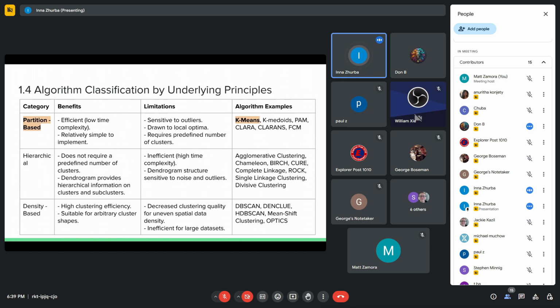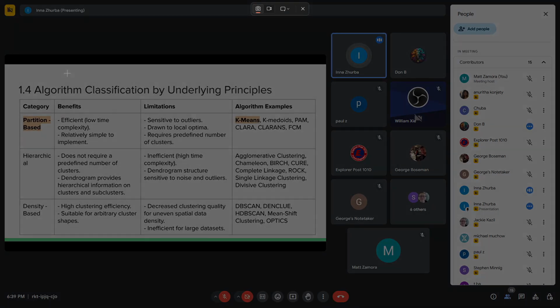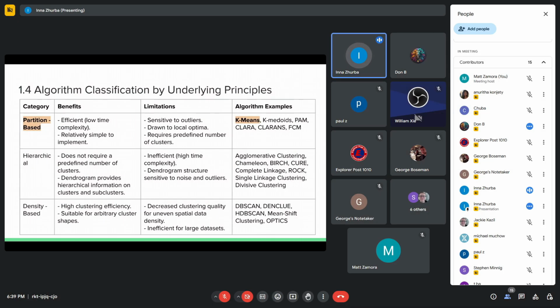It's very hand wavy, but just talking about the partition-based algorithms in general and k-means in particular, there are several benefits and limitations that we need to know before we select it. So the benefits would be the cost efficiency. It has low time complexity and computation complexity.